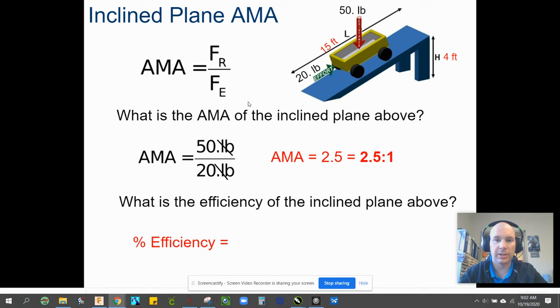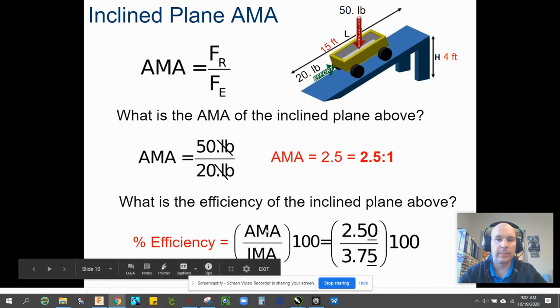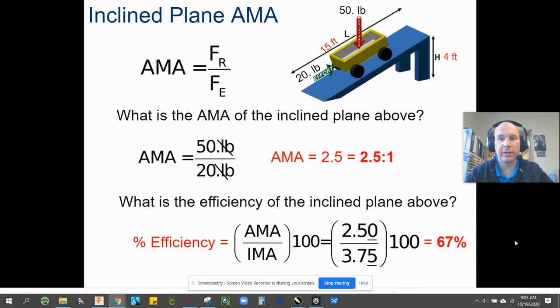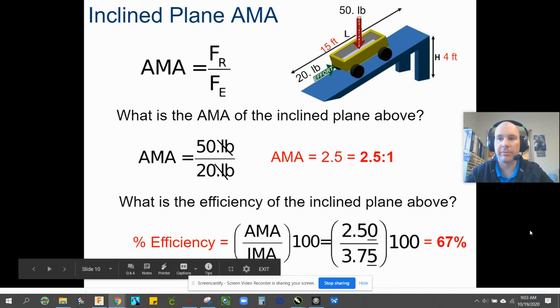The efficiency is AMA over IMA, out over in. 2.5 divided by 3.75 times 100 gives us only a 67% efficiency for the inclined plane. They're good, but they're not terribly efficient. I'll pause here and let you do an Edpuzzle question as to why you think this is not terribly efficient.